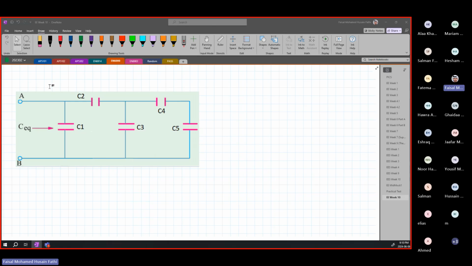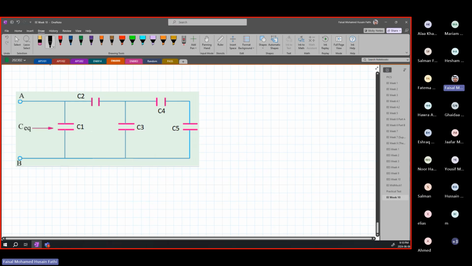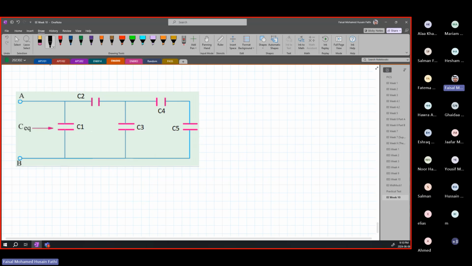So what about capacitors in a circuit? When we have them in a circuit, how do you combine capacitors? Capacitors are opposite of resistors when it comes to combination.